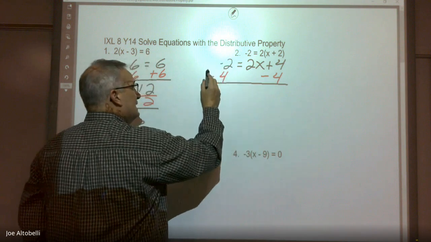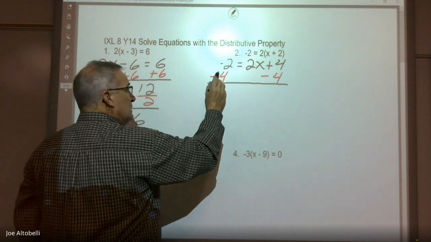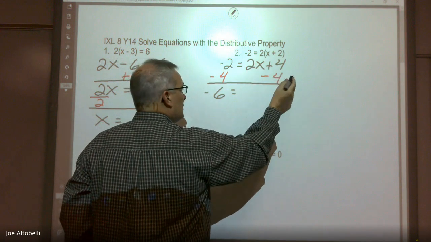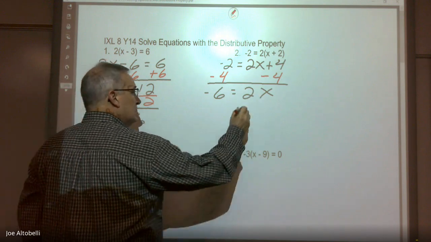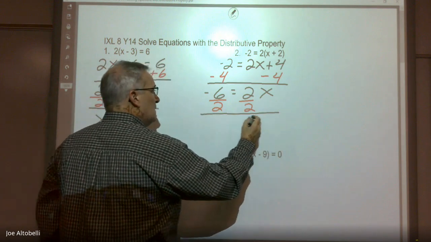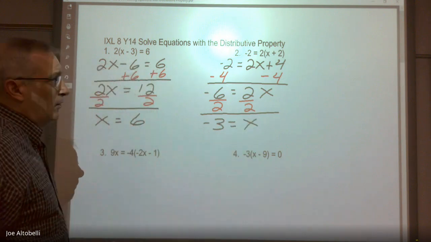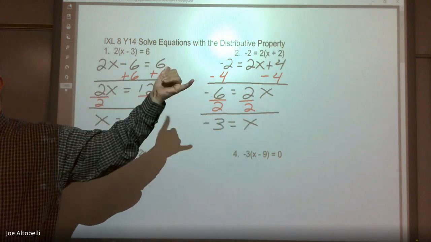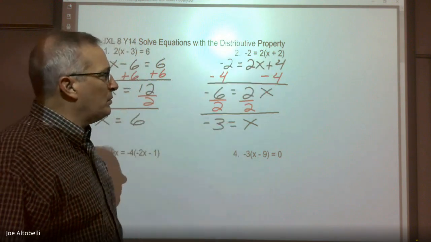Some of you are still getting this math wrong. Okay, it's a negative 2 minus 4, negative 6. And that will equal 2x plus 0, which is just 2x. To undo the multiplying, we will divide. And when we divide, we get negative 3 is equal to x. Now, I worked out the problem with the x on the right side because I didn't have x's on both sides. I only had the one x on the right side, so I just worked through the problem.